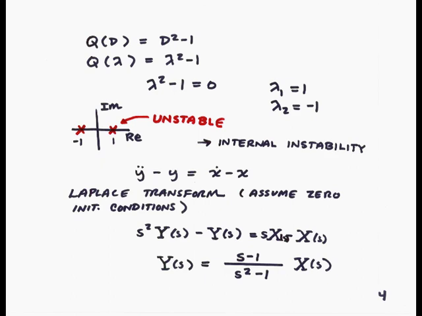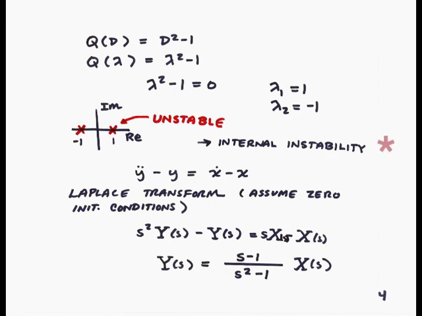Let's now find the characteristic roots so that we can determine whether the system has internal stability. Q of lambda will be lambda squared minus 1. We can find the roots of that characteristic polynomial as lambda 1 equals 1 and lambda 2 equals minus 1. We plot those in the complex plane, and we see, of course, that one mode is in the right half plane. That characteristic value at 1 indicates an unstable mode.